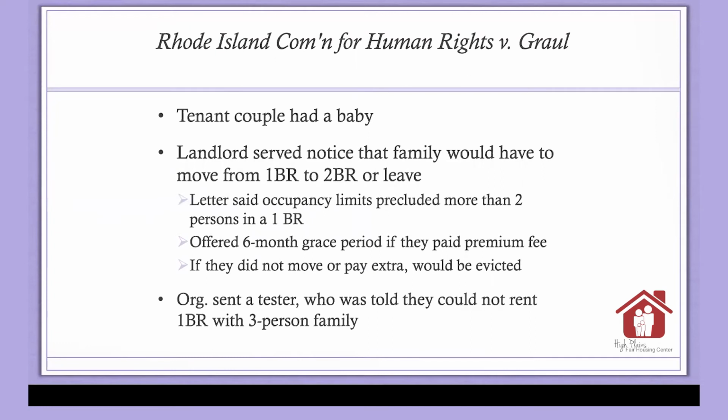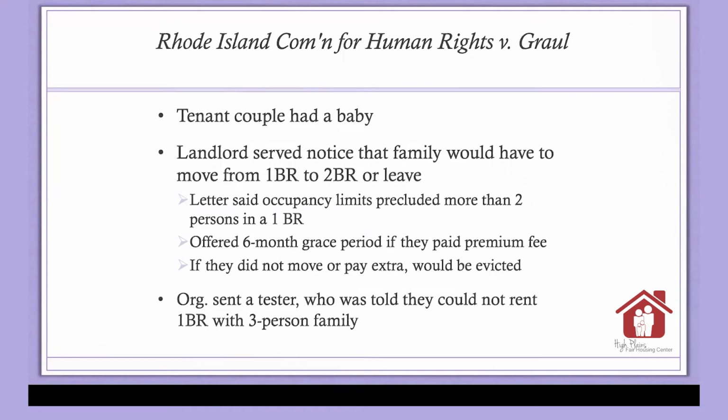It's a good example of another type of housing discrimination claim. There was a tenant couple, a man and a woman, and they had a baby. Right after they had a baby, their landlord served notice that the family would have to move. They could not stay in their one bedroom. They needed to move to a 2-bedroom with a higher rent, or they needed to leave.